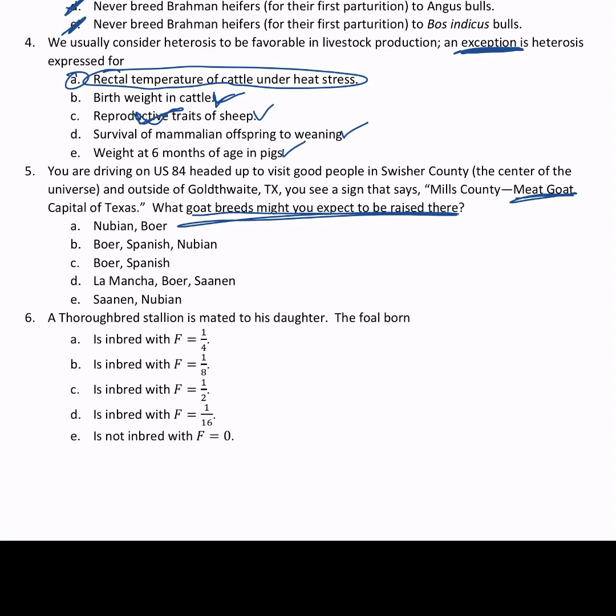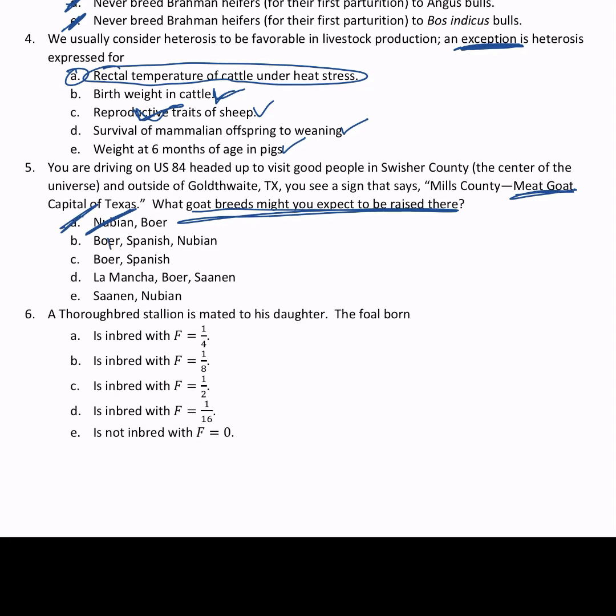So for letter A, we know Nubian is a dairy breed, so it's not going to be A. Boer is a meat breed, and Spanish goats are often used for meat too, but once again, not Nubian, because Nubian is really a dairy breed. Boer and Spanish is yes, but we're going to go ahead and look at the other ones. La Mancha and Saanen, once again, we think of them as dairy breeds or specialty breeds, and same for letter E. So the correct answer for this one, what breeds would you see as meat goats? You would see the Boer goat and the Spanish goat.